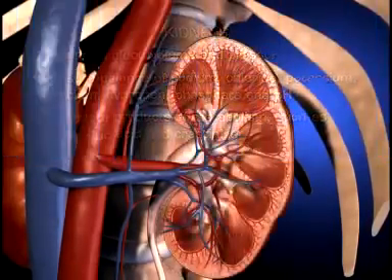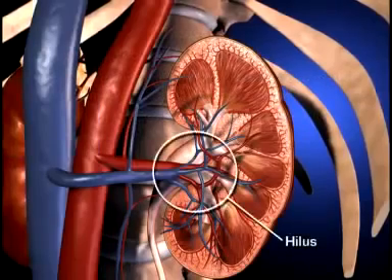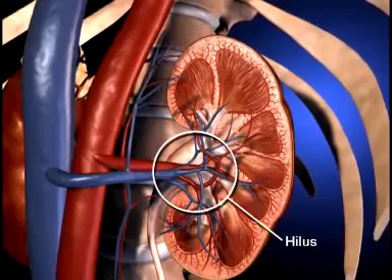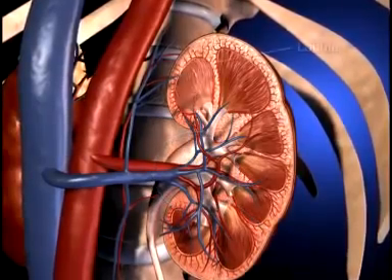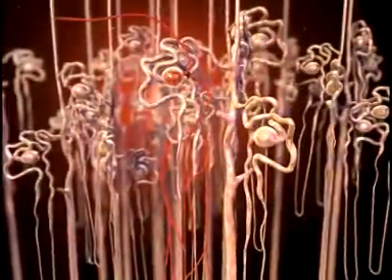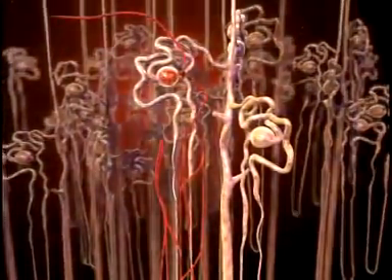The medial border of the kidney is indented by a deep fissure called the hilus, where the blood vessels, nerves, and ureters connect to the kidney. The kidney is composed of up to 18 lobes. Each lobe is composed of nephrons. Nephrons are the functional units of the kidney, and each kidney contains more than 1 million nephrons.